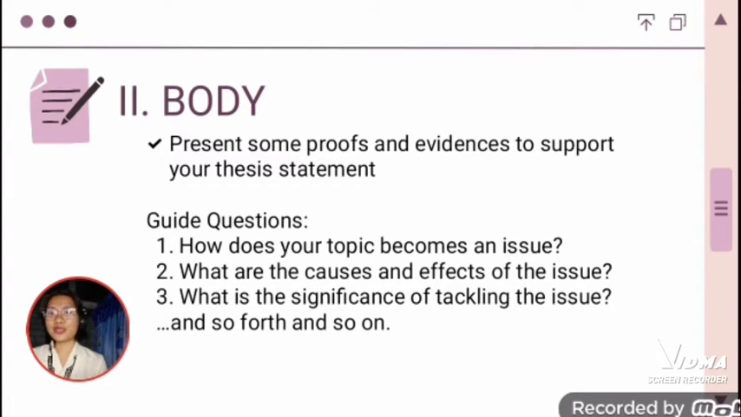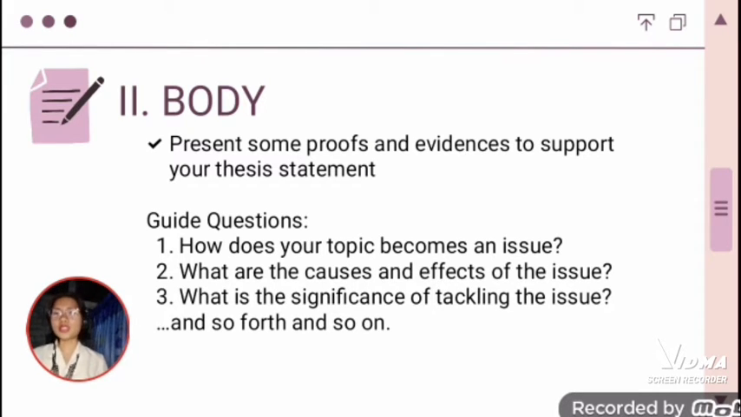Here are the guide questions that you can use. First, how does your topic become an issue? Why did you say that the topic that you have chosen is a social, moral, or economic issue? And then the second one, what are the causes and effects of the issue? You are now going to present the causes of the issue that you have chosen, and the impacts or effects of that issue.